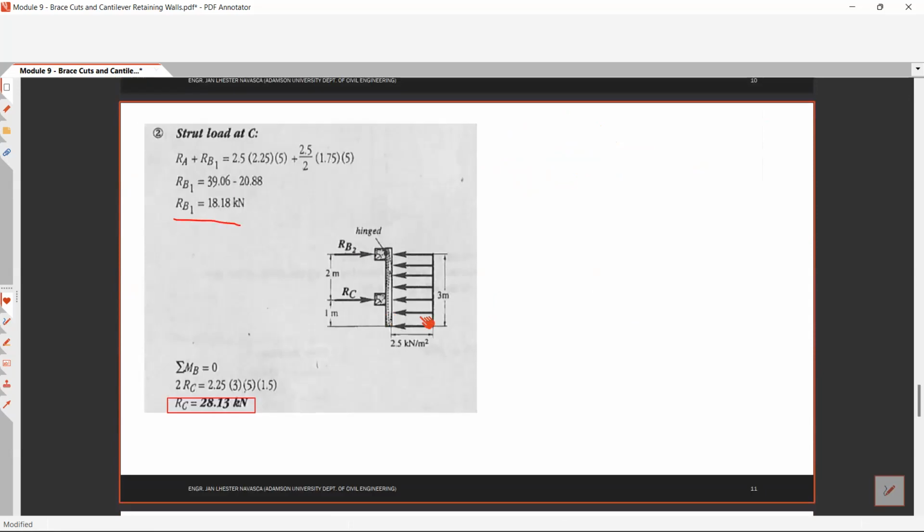Take note again, you have 5-meter spacing on center, that is why you have this 5. And the centroidal distance of this pressure diagram to RB2 is 3 meters over 2, which is equal to 1.5 meters. Therefore our RC is equal to 28.13 kilonewtons.